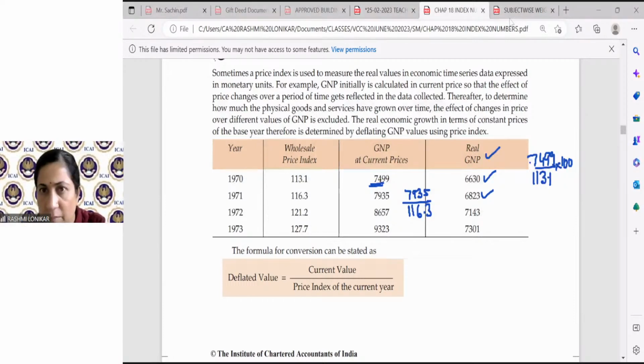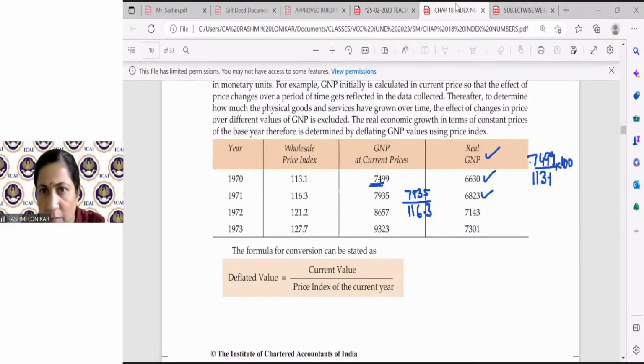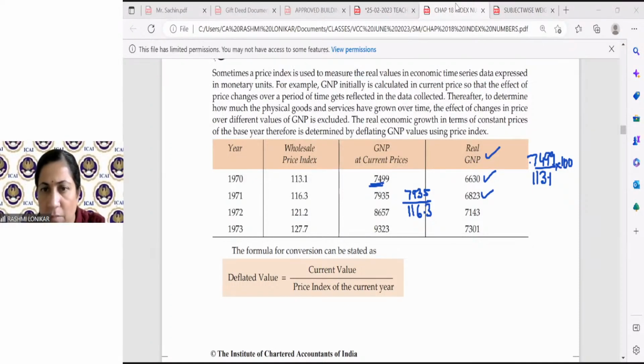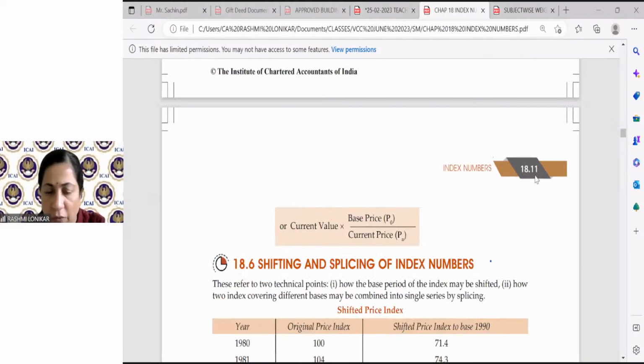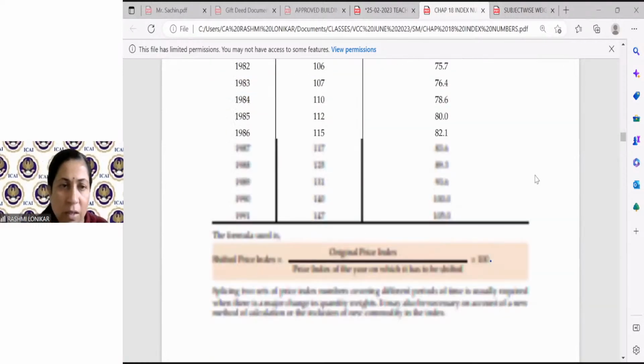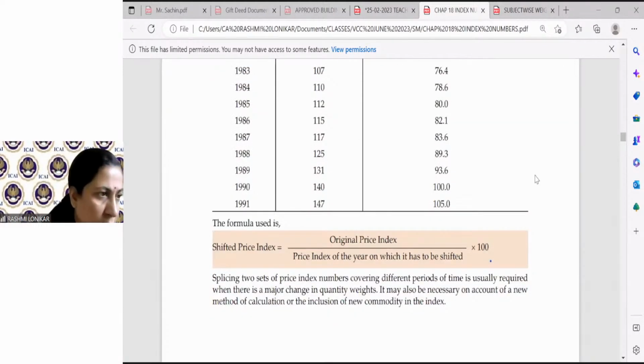Then we want to see the shifting and splicing. Yes, Ardhendu, there are 4 tests of adequacies. Yes, Priyanka, thank you. You like the chart? Very good.